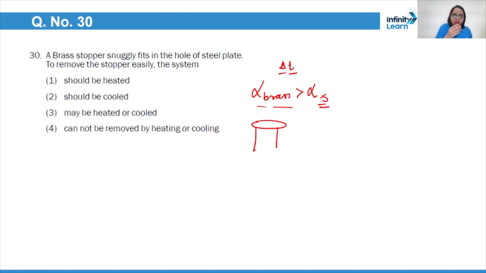If we cool it down, let's say we are decreasing the temperature by delta T, because of the higher value of alpha of brass, it will contract more. Its length will decrease more. The change in length for brass will be more as compared to the steel. If brass is decreasing by 1 centimeter, then steel will decrease by approximately 0.8 or 0.9 centimeter. So the length of the brass will decrease more, and because of that it can be loosened from the steel pipe, right? So yeah, it should be cooled, not heated. So the correct answer is option 2, right?